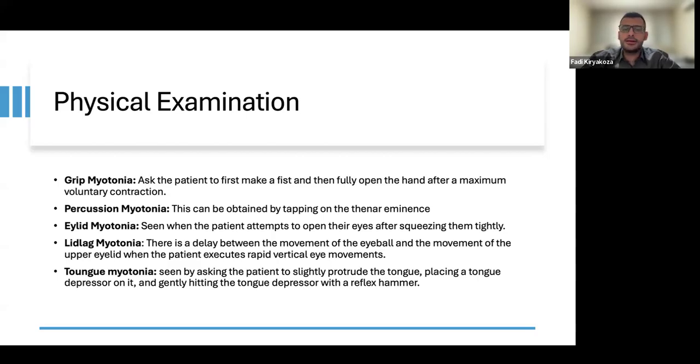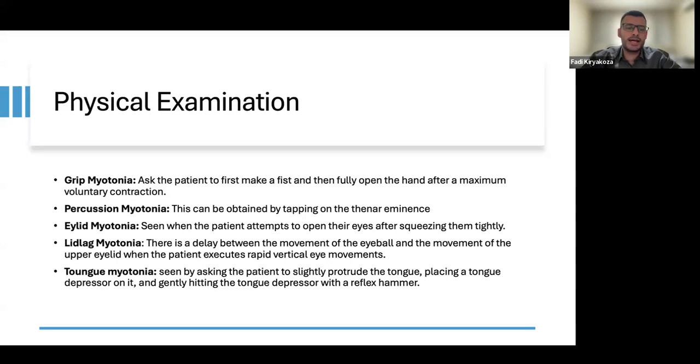Lid-lag myotonia is basically a delay between the movement of the eyeball and the movement of the upper eyelid when the patient executes rapid vertical eye movements. So we ask the patient first to look upward, and then to look quickly down at the floor. In this case, the eyelid will not follow the eyeball, and the sclera will still be visible.